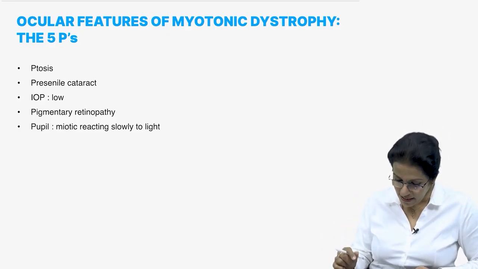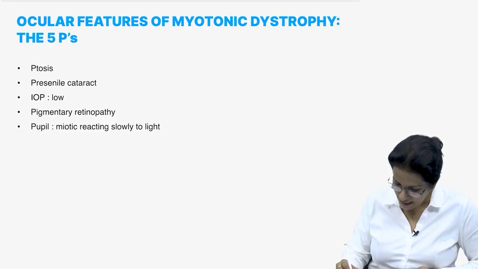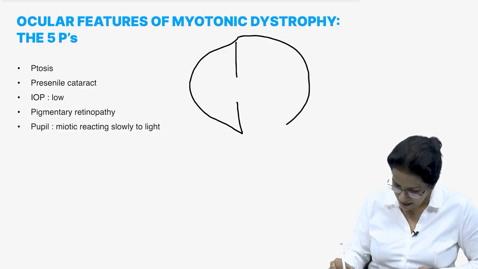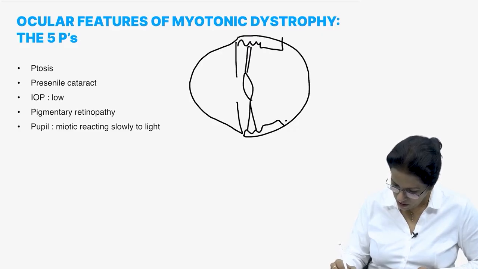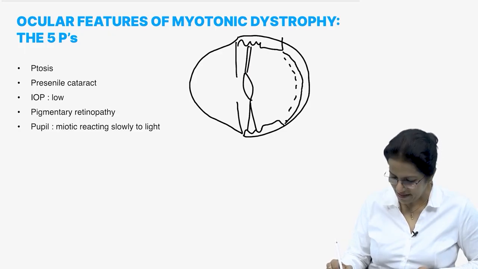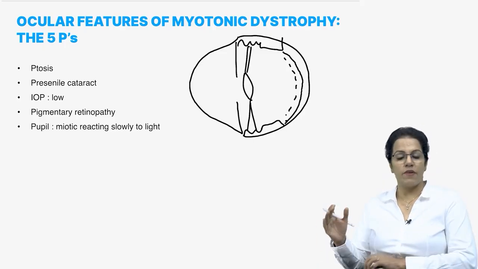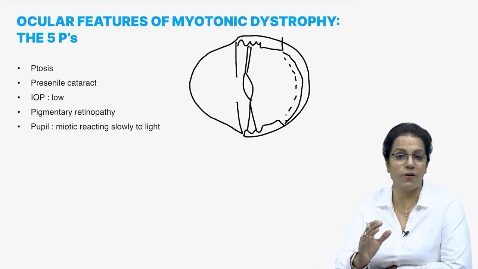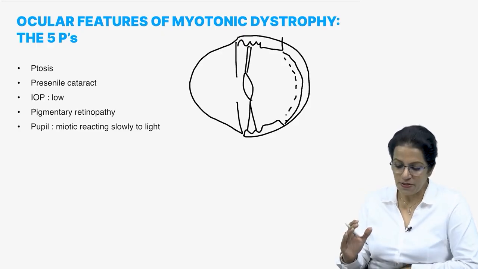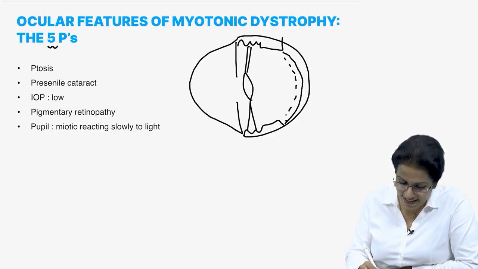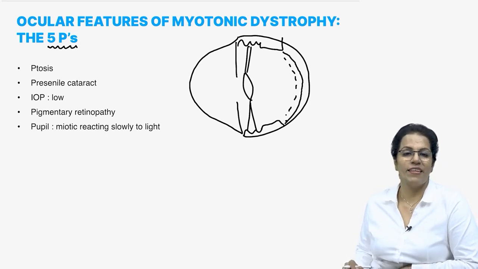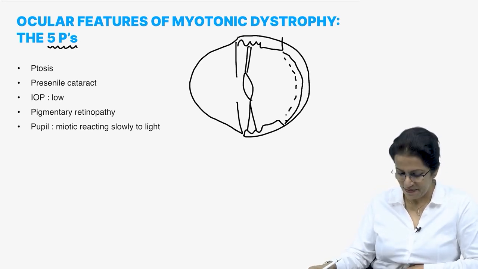Okay, so to learn this, let's again learn my style. We make an eye diagram, a simple one. And here, this is the pars plana, this is the lens, the suspensory ligaments. And this is your choroid, and this dotted line is the retina. Simple. Now, what we have to learn is the other ocular features of myotonic dystrophy. Interestingly, we learn it as 5 Ps. So, what are these 5 Ps?